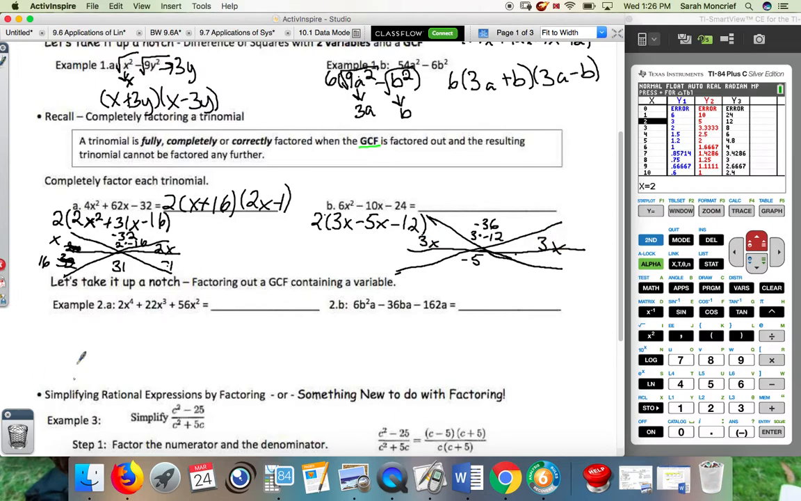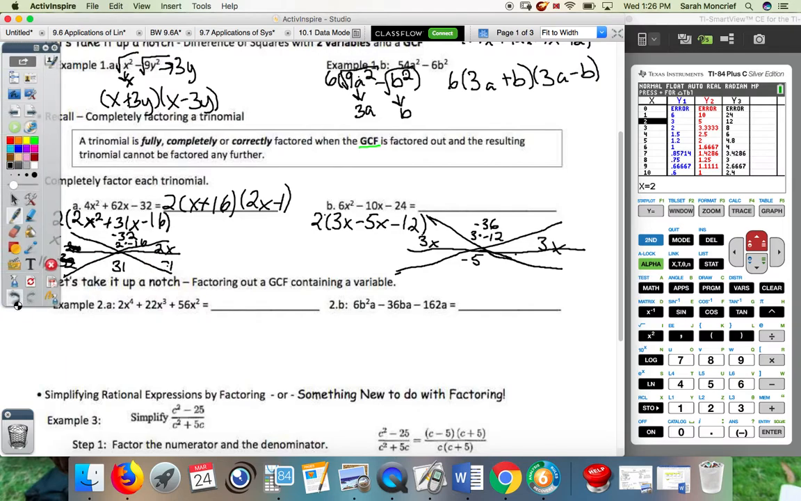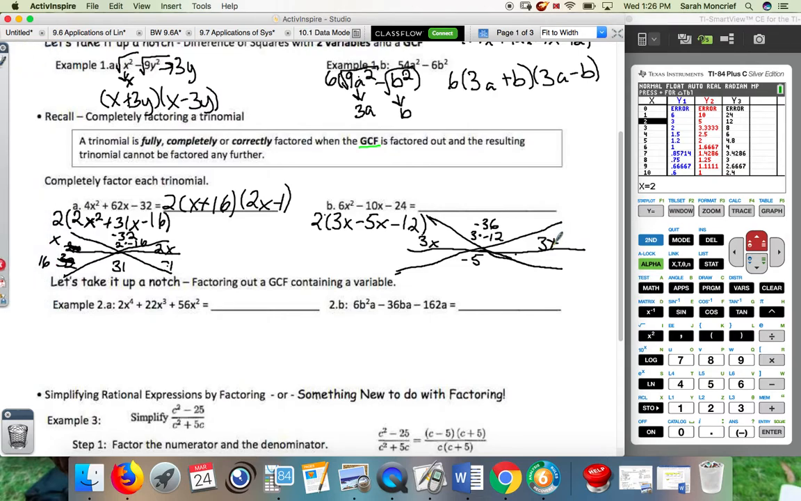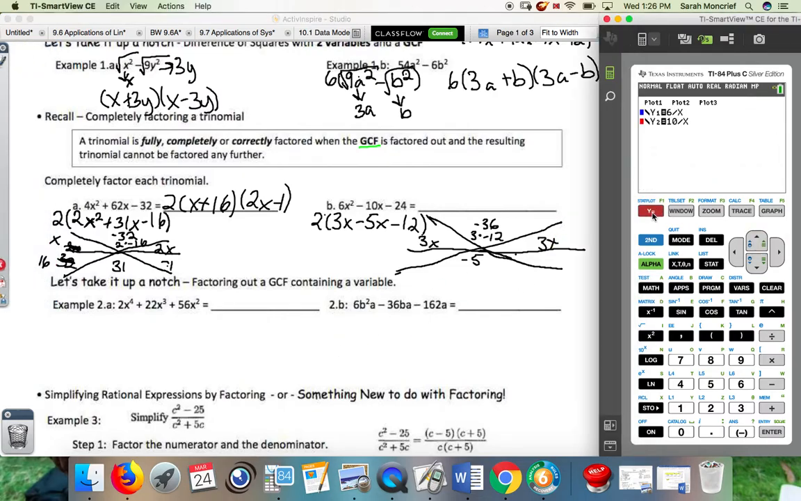I think I figured out why it's not writing pretty. So now let's go to y equals and find numbers that will multiply to get us negative 36 and add to get us negative 5. You might already know it. So negative 36 divided by x. That's too many negatives. And negative 5 divided by x. Second graph.